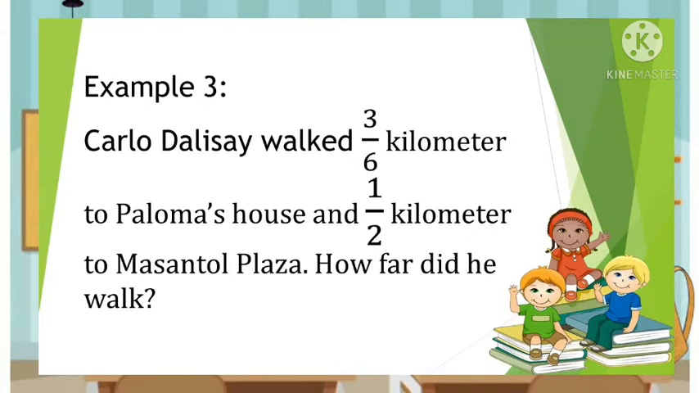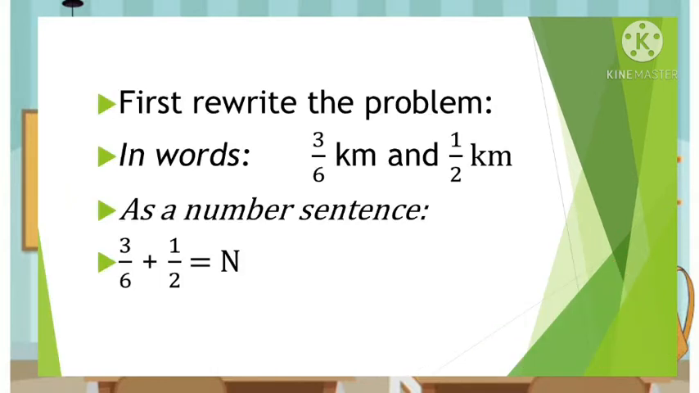For our example number 3, Carlo Dalisay walked 3/6 kilometers to Paloma's house and 1/2 kilometer to Masantol Plaza. How far did he walk? First, rewrite the problem in words. That is 3/6 kilometers and 1/2 kilometer. As a number sentence, it is written 3/6 plus 1/2 equals n.